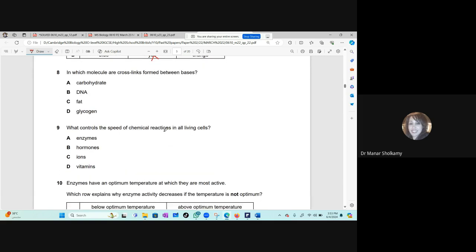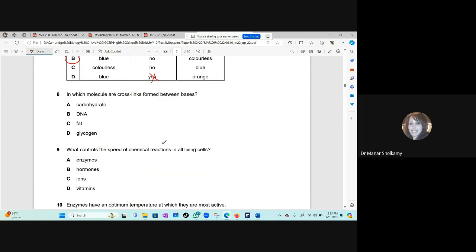In which molecule are cross-links formed between the bases? Carbohydrate, DNA, fat, or glycogen? Do we even have bases in carbohydrates and fat and glycogen? Come on. No. What's the answer? It's B. Yes, DNA. We have bases. Okay, we have cross-links between the bases in DNA.